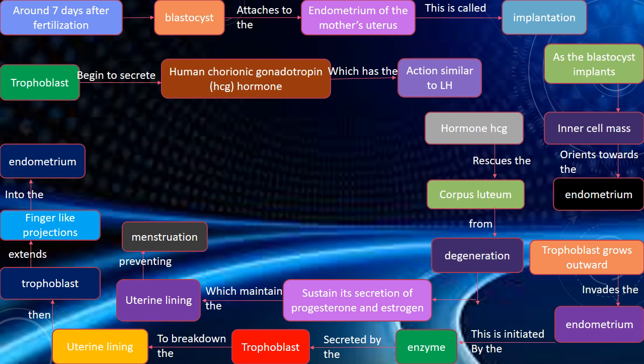Then, the trophoblast extends finger-like projections into the endometrium. The trophoblast begins to secrete human chorionic gonadotropin, the HCG hormone, which has an action similar to LH. The hormone HCG rescues the corpus luteum from degeneration and sustains its secretion of progesterone and estrogen, which maintain the uterine lining, preventing menstruation.